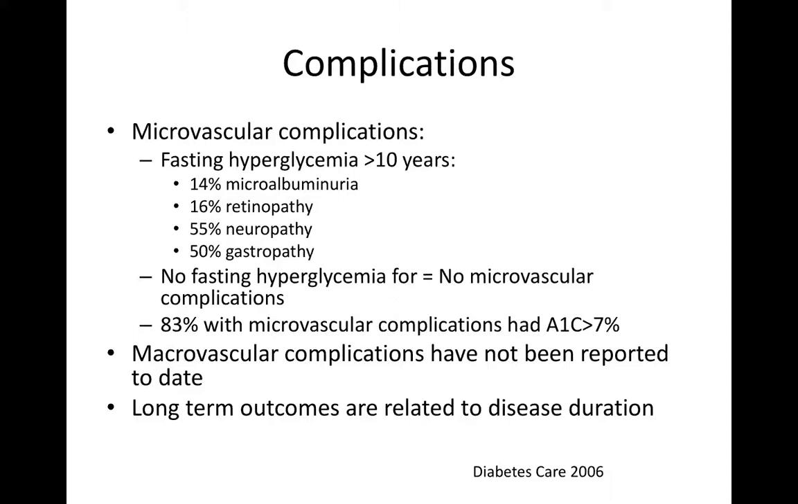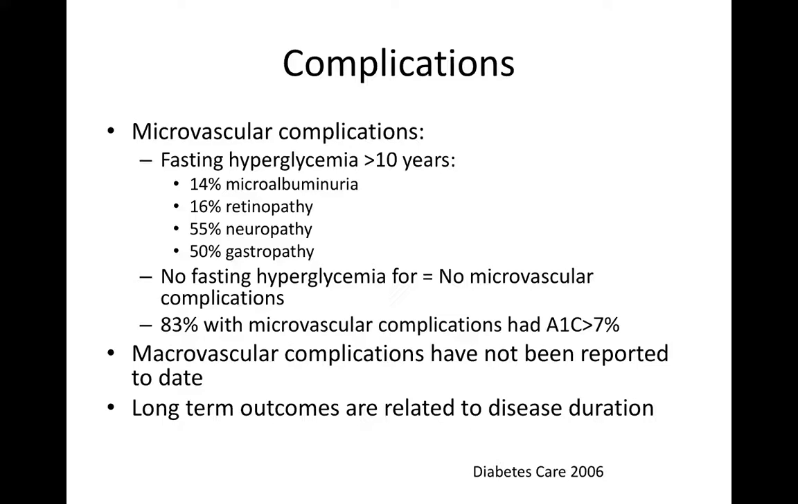When we look at standard diabetic complications, if you've had high blood sugars for more than 10 years in a fasting condition, meaning when you wake up, if your fasting blood sugar is higher than 126, 14% of those patients started to have kidney disease, 16% started to have eye disease, 55% started to have nerve disease, and 50% started to have gastropathy, which means poor movement of food through the abdomen, through the stomach, and through the intestines. People who did not have fasting hyperglycemia as part of their cystic fibrosis did not have any microvascular complications.